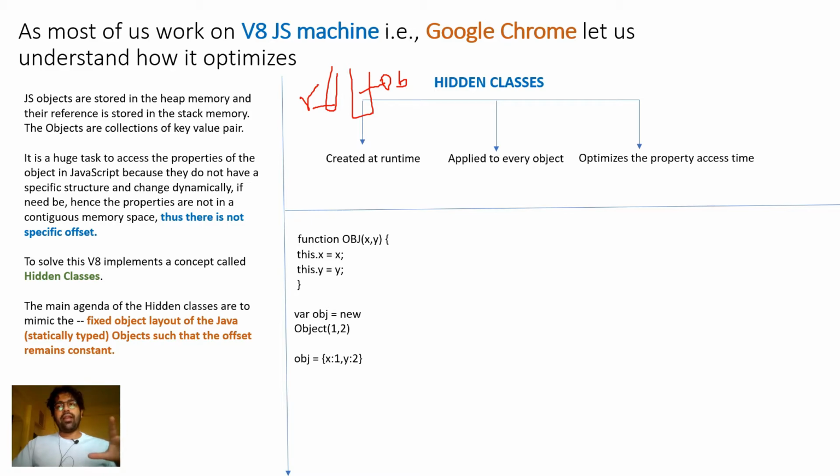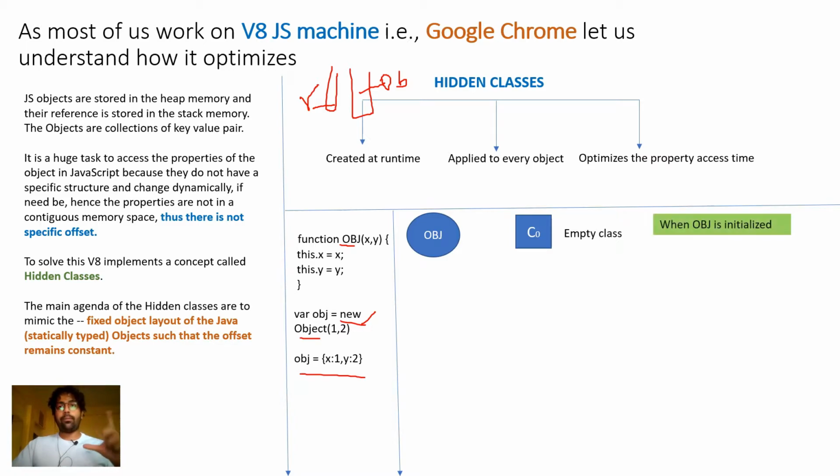So say we have got this function. The function obj is a constructor function. We create an object from it, and the object looks like this. We have already seen this. So how does a hidden class look here? There is an object which is created as soon as this particular line is executed, new object. A class is created, say C0, which is an empty class created during initialization. The object will be pointing to this empty class. Now the object is still there.